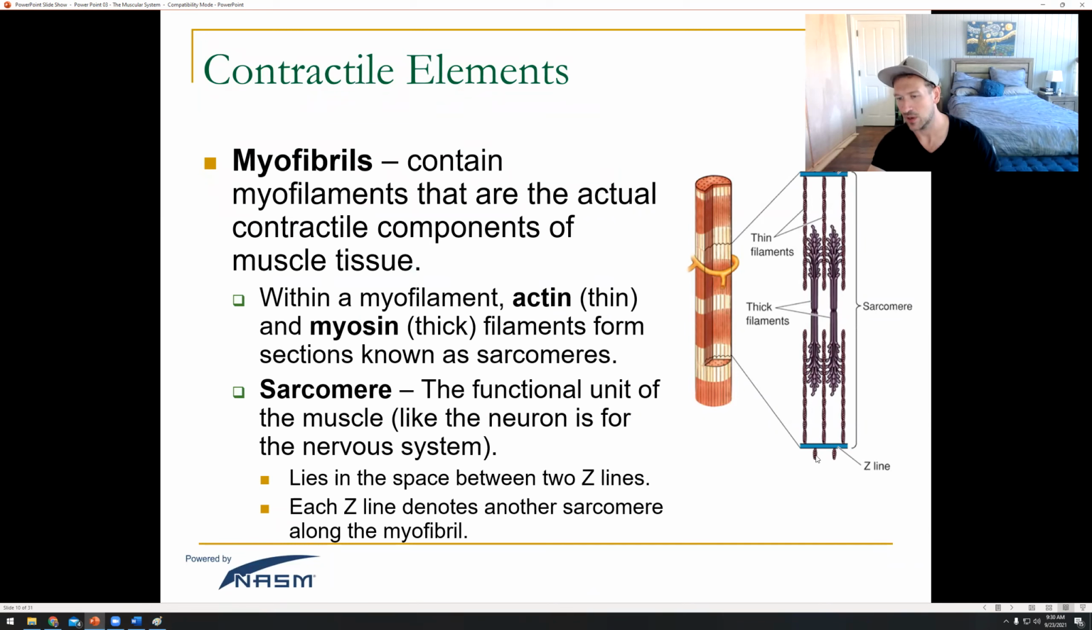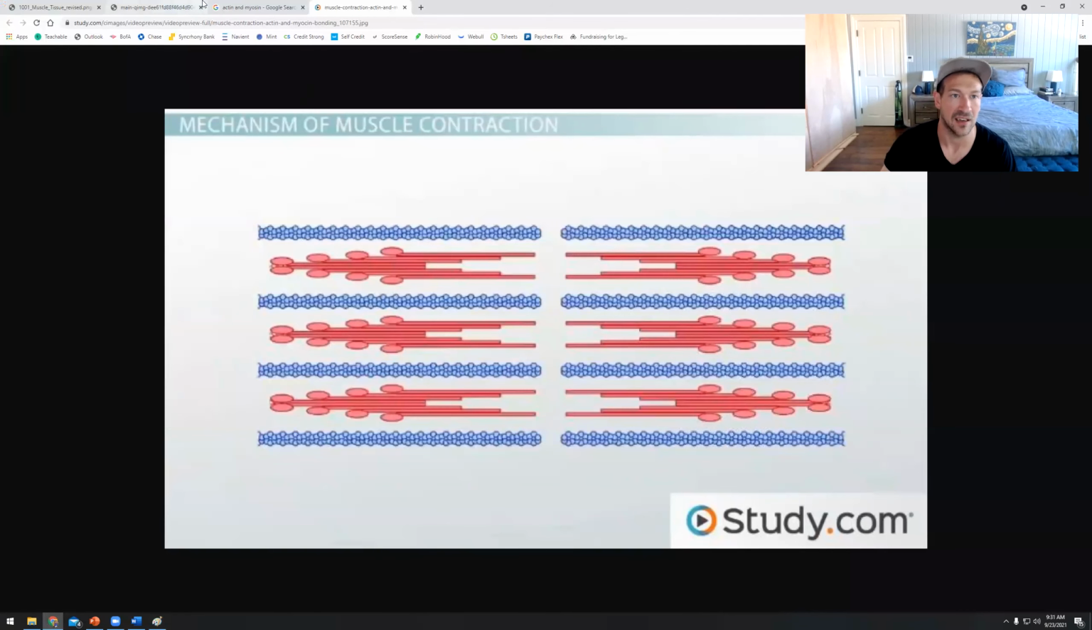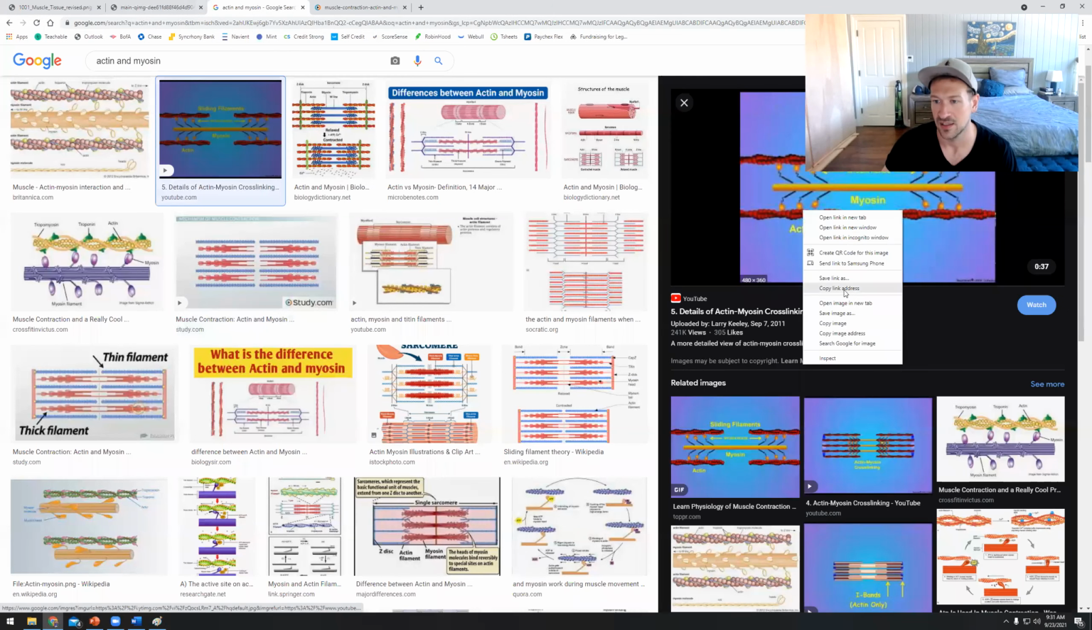So, whoops, god dang it. What was that? There we go. So that Z line right there is the area between where this contraction is taking place. This one's going to pull this way, this one's going to pull this way, and the whole thing is going to shorten. And it'll look something kind of like this.